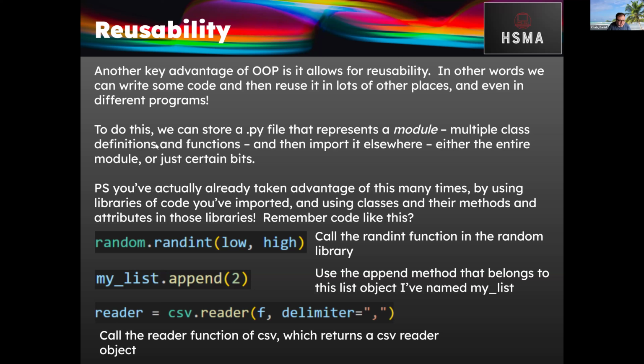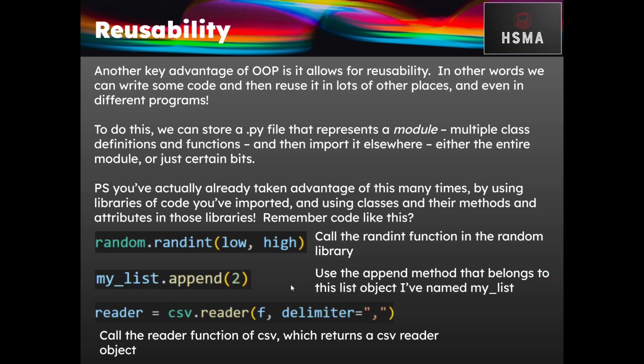What we can do, if we were to store a .py file, we can save it, and that could represent what we call a module, which is basically just multiple class definitions and functions, and then we can import that module elsewhere. We can either import the whole thing or we can just import bits from it. And you've effectively already been on the receiving end of this when you've imported things like the random library and the CSV library, where you're importing bits of code that other people have written. And sometimes you import all of it, sometimes you import bits of it.